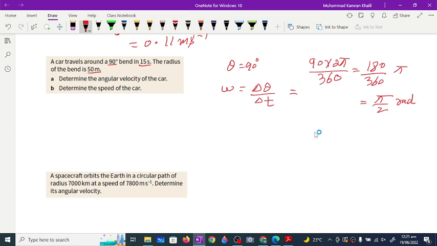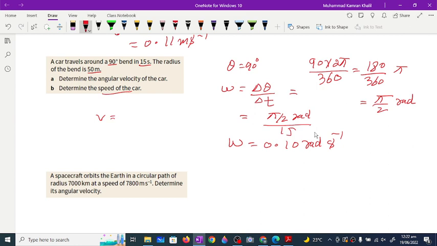So now angular velocity omega is equal to pi by 2 radian divided by the time, which is 15. So pi divided by 2 and then divided by 15. We will get the answer 0.10 radian per second. He is saying to determine the speed of the car.